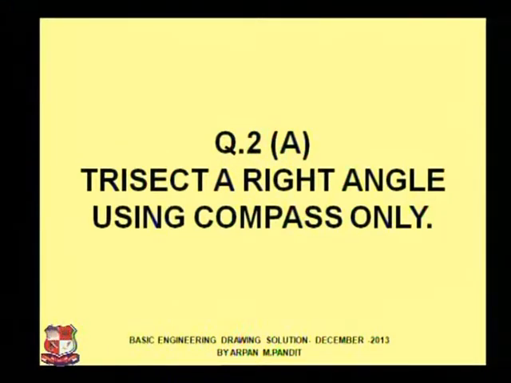Again, this is a very easy example coming up. This is again from the geometric constructions chapter. In this, we need to trisect a right angle using the compass only. It is not given that we need to draw the right angle with the compass also. It is given that we need to trisect a right angle using compass only.